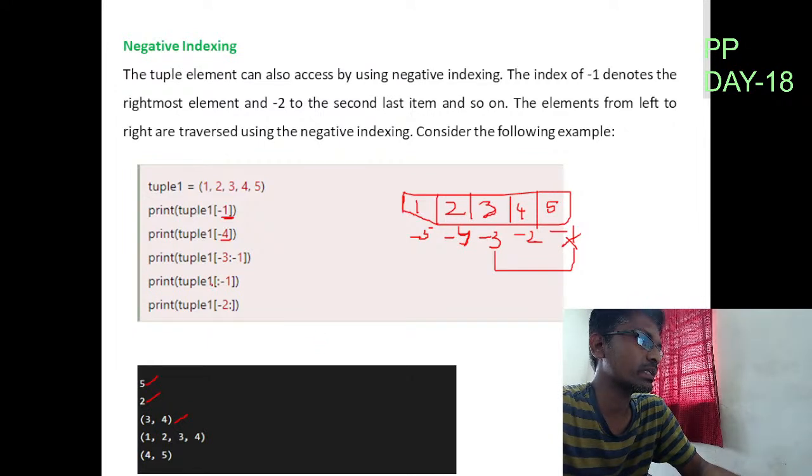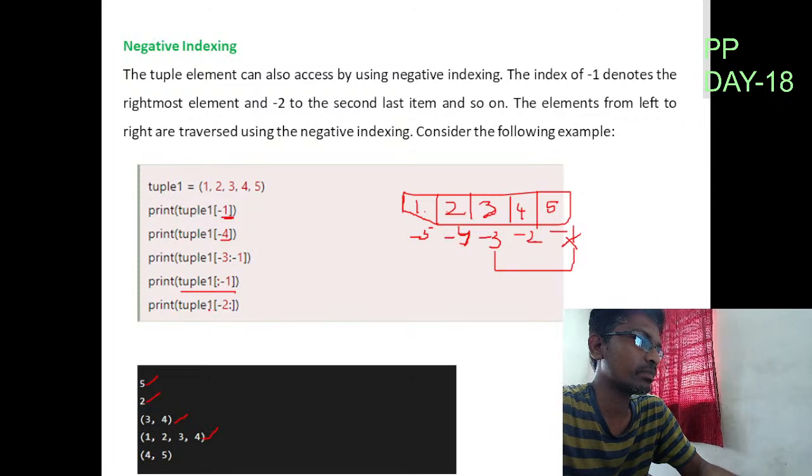The next one is tuple 1 followed by colon minus 1. I don't know the starting index number, but I know the end index is minus 1. Here minus 1 is excluded, so it will print the elements 1, 2, 3 and 4. This statement, print tuple 1 colon minus 1, will print 1, 2, 3, 4.